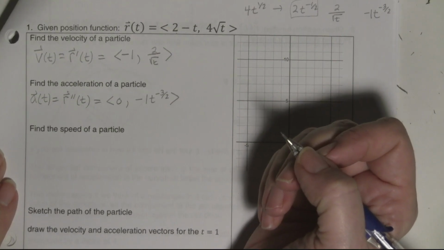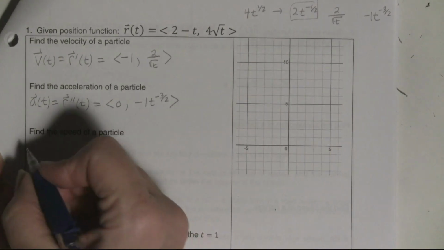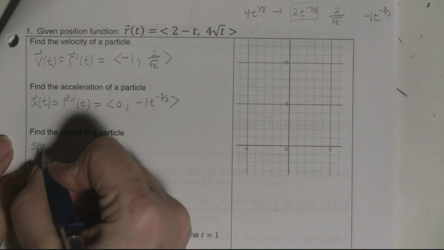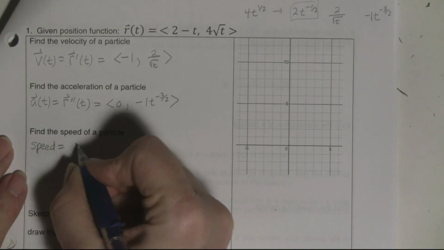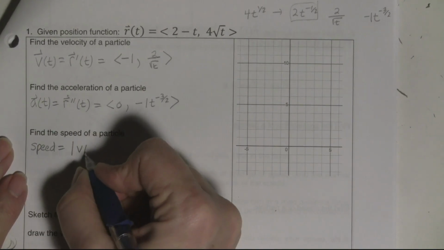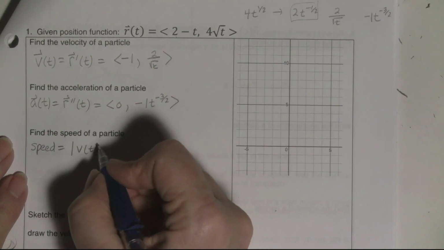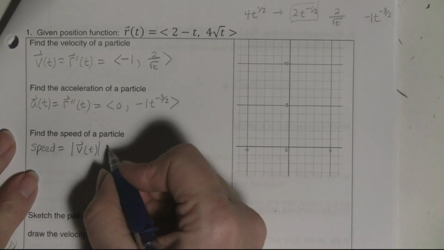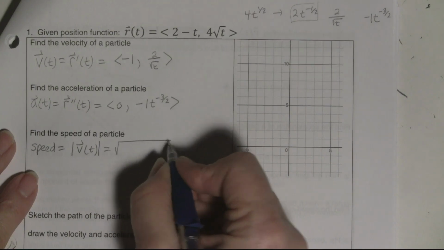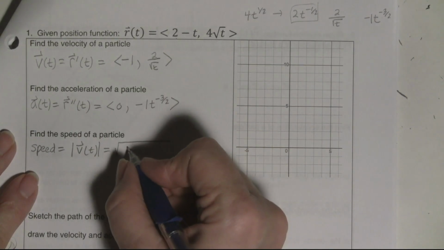And then they asked us to find the speed of the particle. I'm going to write speed. Speed is the magnitude of the velocity. So that's the square root of, and then square this, so that's 1.